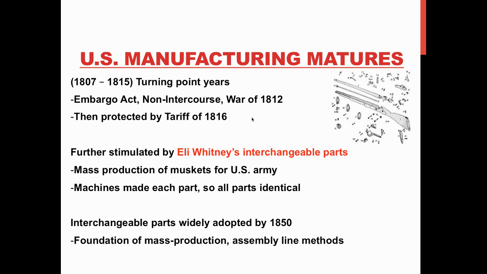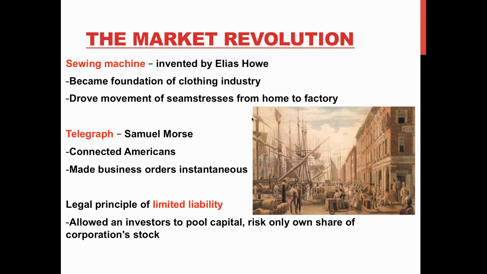This becomes one of the major foundations for the factory system and the foundation of mass production and assembly line methods. But there are many other new inventions that become very important in this time period. Elias Howe invents the sewing machine, becomes pivotal for the clothing industry. This is going to change out the cottage industry, or the putting out system, where women would make textiles at home. Now we see these seamstresses coming into work in the factories.